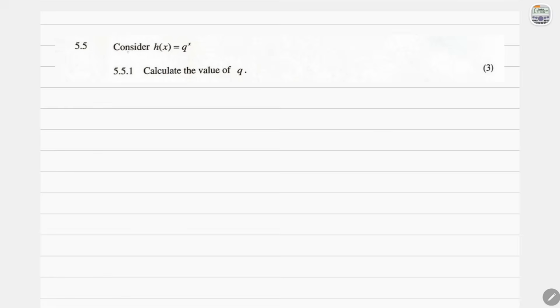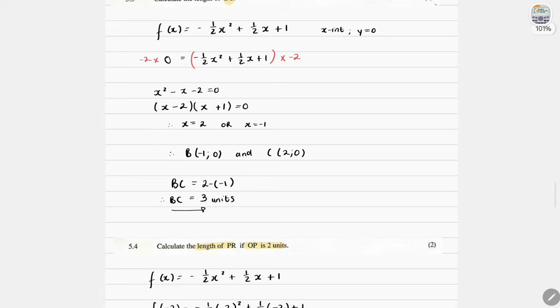Question 5.5 says, consider h of x is equal to q to the power of x. 5.5.1 says, calculate the value of q. Okay, so how do we find that value of q?